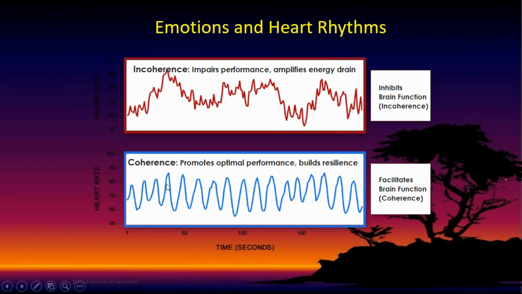Coherence, on the other hand, as you can see, gives us a nice smooth sine wave-like graph that's promoting optimal performance and also building our emotional and psychological resilience. So it's facilitating brain function. This is a typical comparison, because when people first get on these heart monitors that HeartMath provides, you'll see something like this, or similar. It'll be a little bit different for each of us. The goal, of course, is that through using the techniques and the monitors, we can see how we're improving as we go along. When we're getting into this kind of place on a regular, consistent basis, then we're definitely feeling the results of doing those exercises.